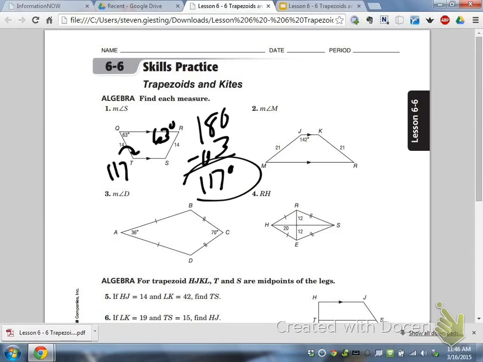Now, this will not always be 63. These two angles won't be congruent. When is the only time these angles will be congruent? When it's isosceles, and you know it's isosceles when the legs are congruent. Very good.